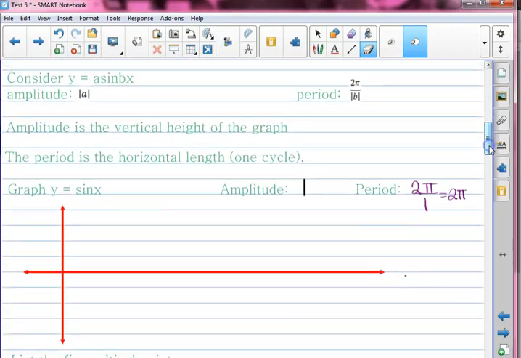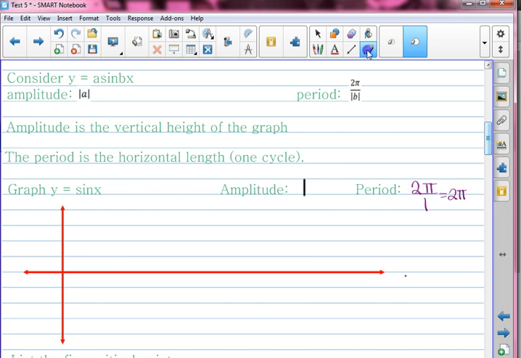So, consider y equals a sine of bx. The amplitude is the absolute value of a. So the amplitude is the absolute value of the number in front of the word sine. The period is 2 pi over the absolute value of b. So the period is equal to 2 pi divided by the absolute value of the number in front of the x. Amplitude is the vertical height of the graph, and the period is the horizontal length, or one cycle.